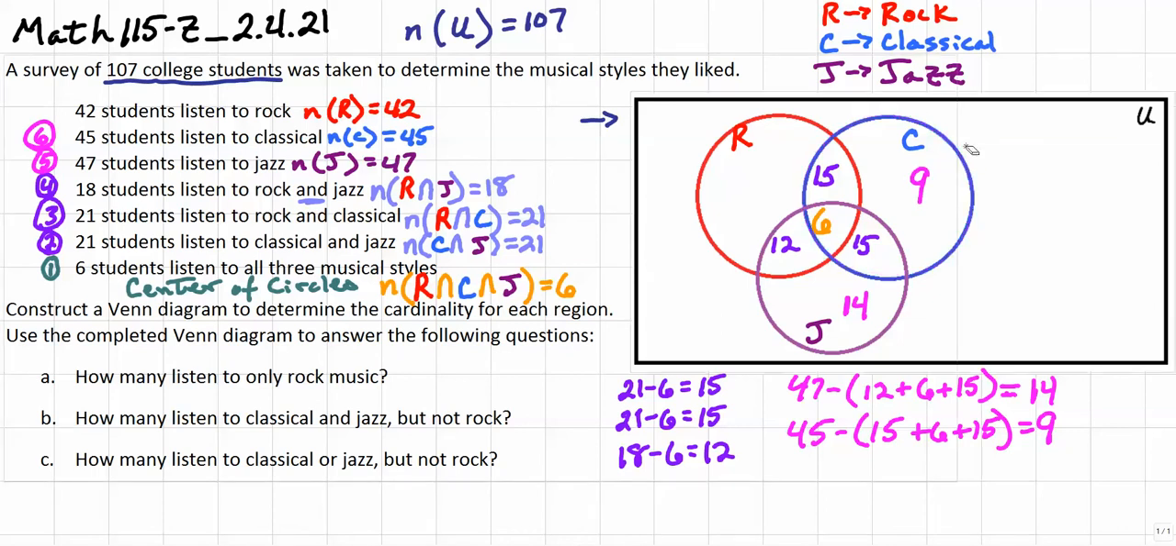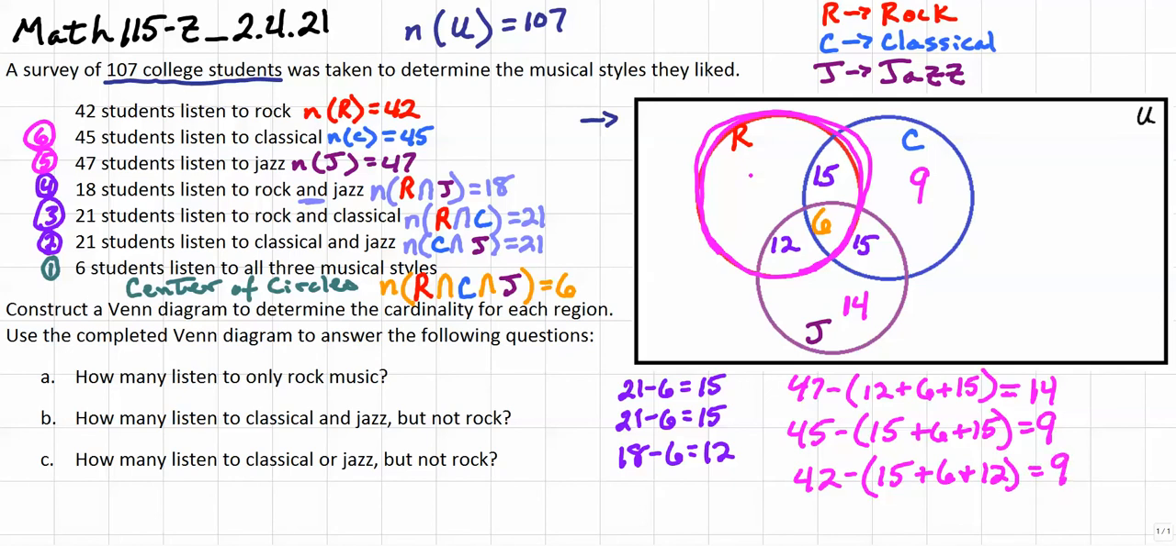Then finally, we're going to look at rock. 42 students listen to rock, and that's this circle right in here that I've just highlighted. Once again, we have 12, 6, and 15 students accounted for. So 42 minus 15 plus 6 plus 12 equals 9 also. So I'll place that value right here. And now we've completed the Venn diagram. So then we move on to answering the questions.